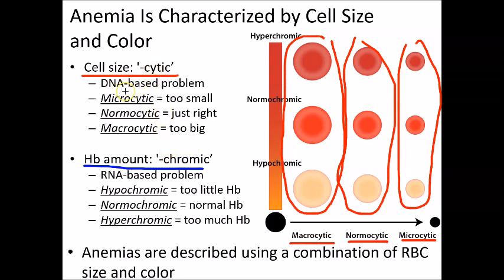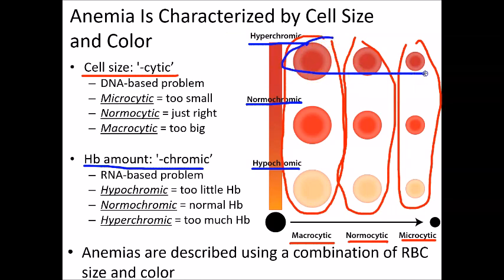As the cytic portion of the cell size is usually a DNA-based problem, the chromic portion, the hemoglobin amount, is an RNA-based problem because it's a protein typically. And we have the same idea, although we use different words. So we use the root word chromic. So if it has a normal amount of hemoglobin, it's called normochromic. If it's got too little hemoglobin, you can see these cells here are whiter because remember, hemoglobin gives us color. And if we have hyperchromic, that's up here, and they're darker.